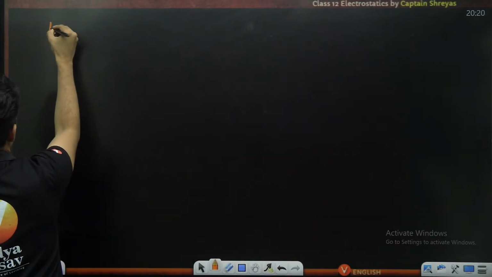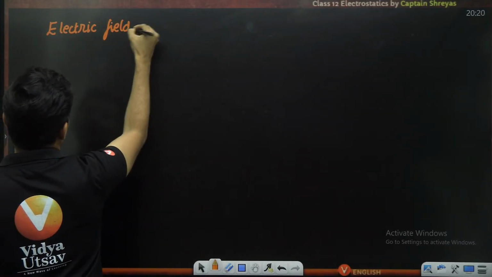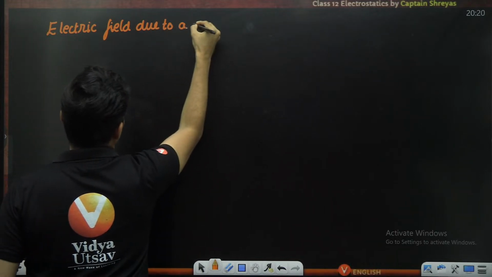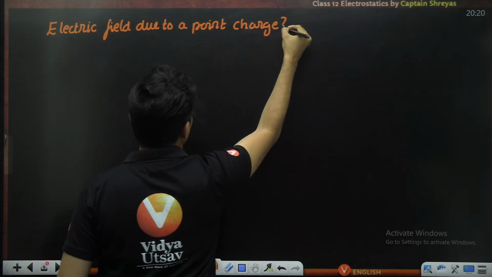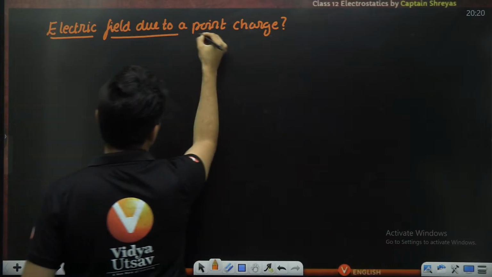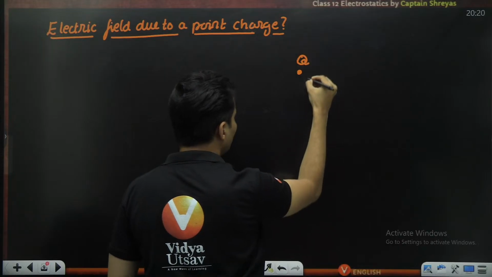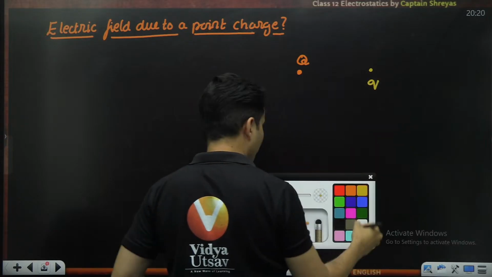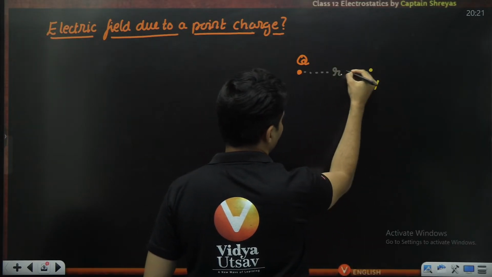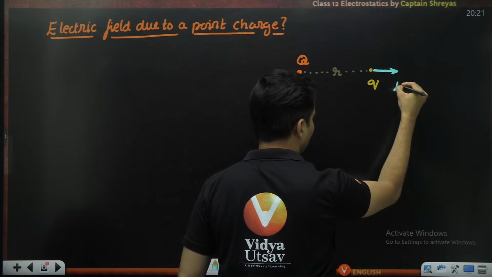Okay. So, can you tell me the value of the electric field due to a point charge? Whatever formula comes, you have to remember it. It's not that difficult. Let's say this is the charge Q, and let's say our test charge small q is over here, and they both are separated by a distance of r. I want to find the electric field at this particular point.